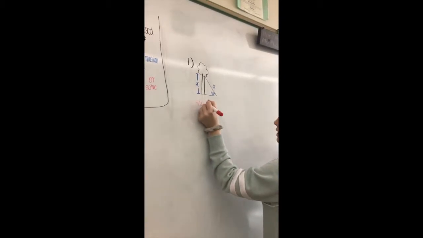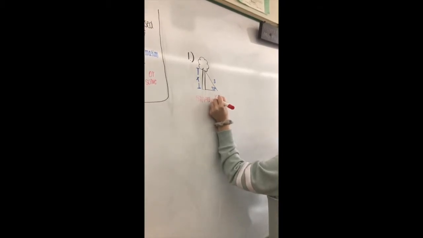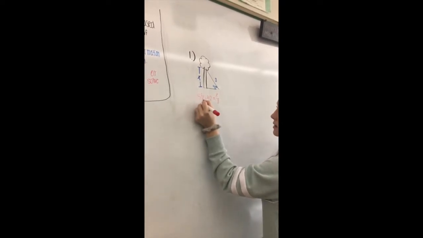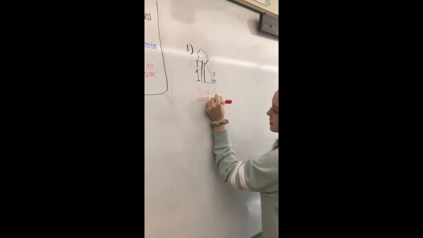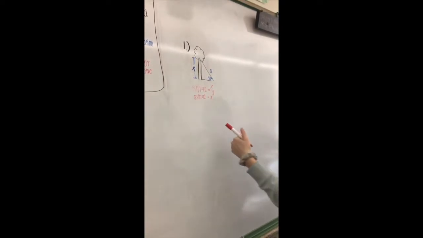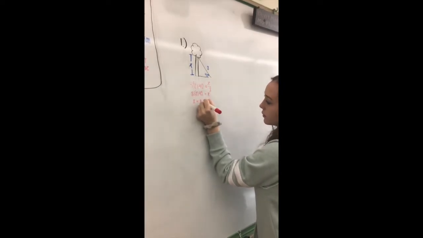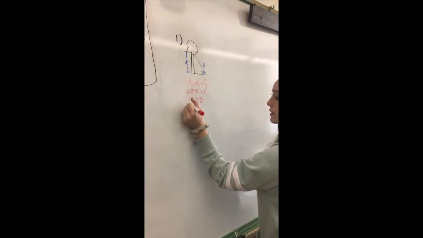And you're going to do sine of 42 degrees equals x over 8. You're going to cross multiply, and it's 8 sine of 42 equals x. When you put that in your calculator, it's going to equal x equals 5.35, and then you just round it to the nearest tenth.